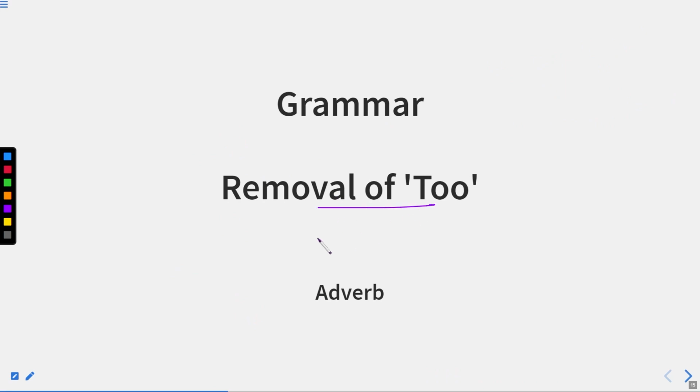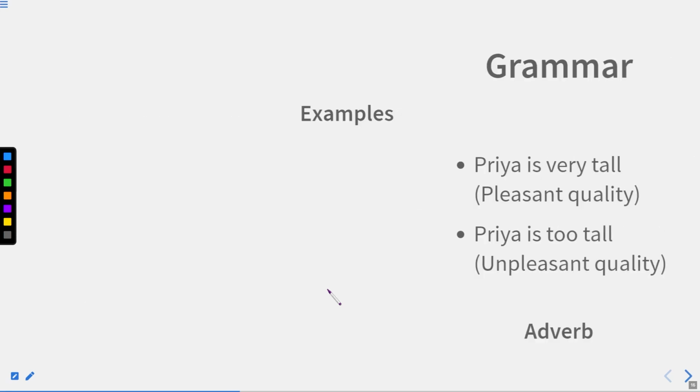Now let us discuss removal of too. Removal of too means how we can replace too without changing the meaning of the sentence. We can use another adverb. For example, as I told you, too can be replaced with so and that, with the help of the additional adverb not, that will keep the meaning of the sentence the same, but that will change the structure of the sentence.